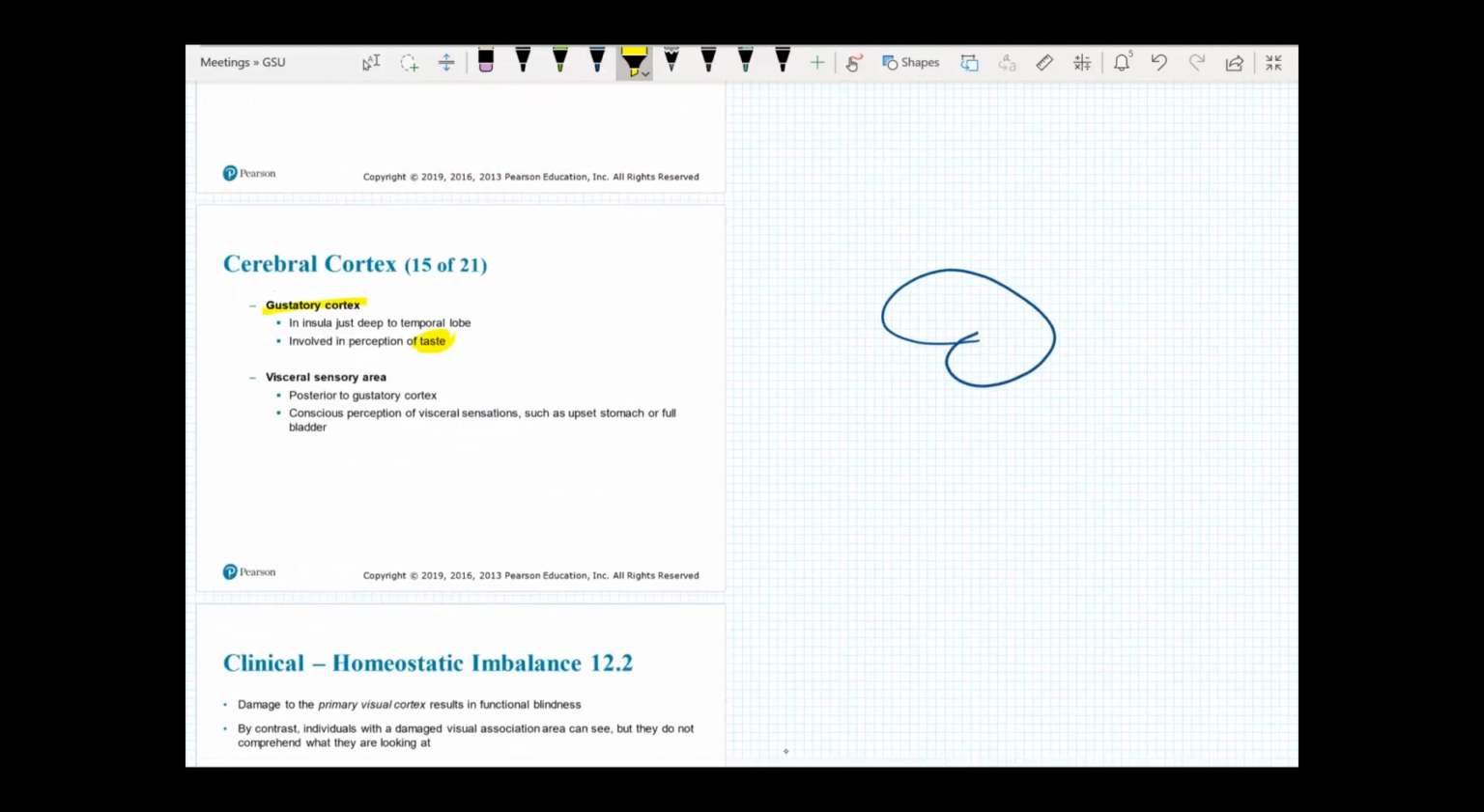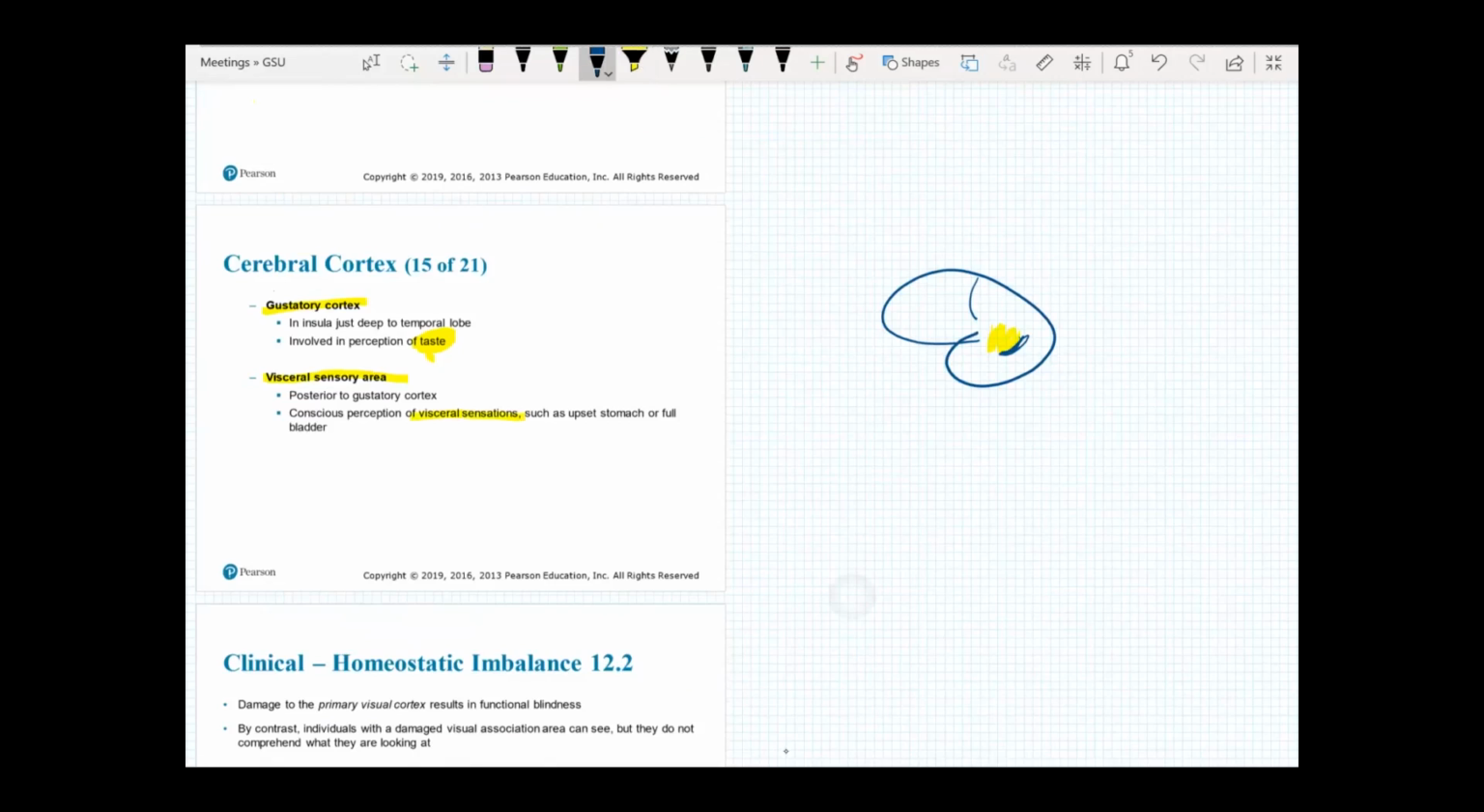Okay, the next one is going to be the gustatory cortex, and gustatory essentially is going to be taste. And that is going to be deep to the temporal lobe. So gustatory cortex is going to be right about there. And then you'll also have one called the visceral sensory area, which is going to be right behind that-ish. And this is where you will have conscious perception of your inside information.